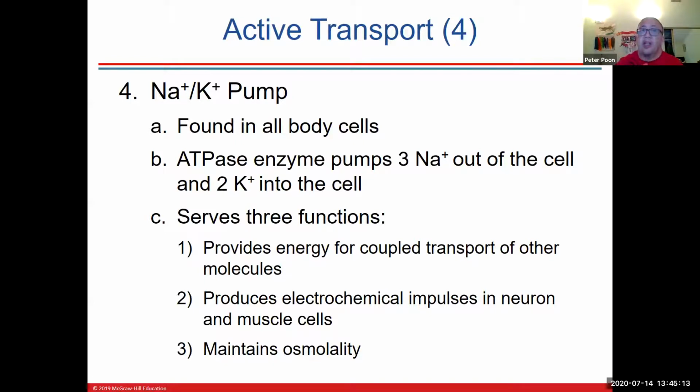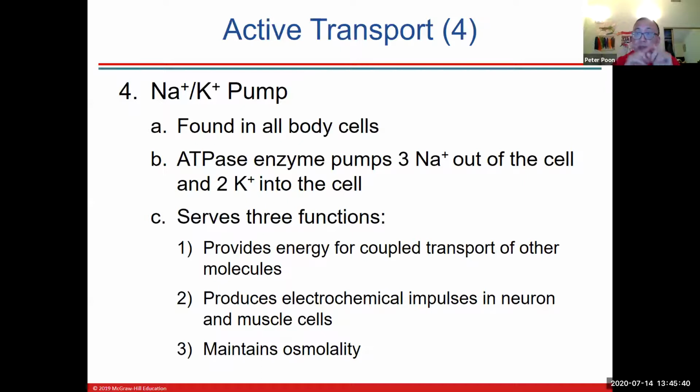This is a particularly important pump, the sodium potassium pump. It is found in all body cells. The ATPase enzyme pumps 3 sodium out of the cell for 2 potassiums to enter the cell. That is a very big thing. Now I've set up a condition where all the sodium is going to be on the outside and all the potassium is going to be on the inside.